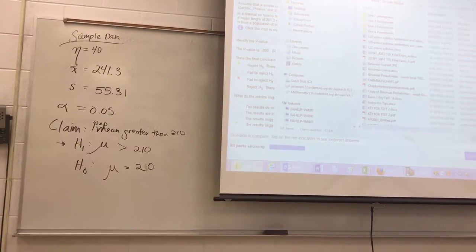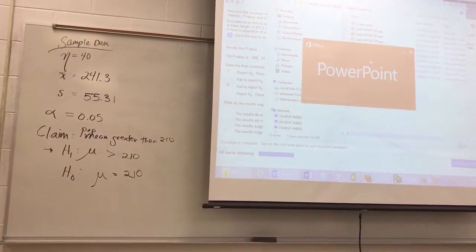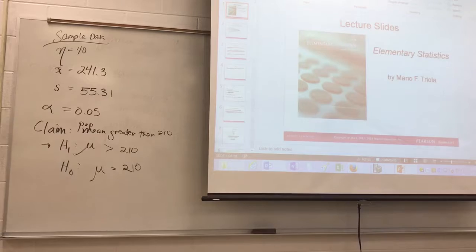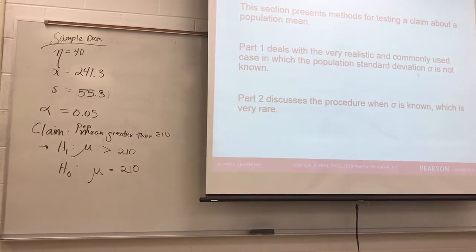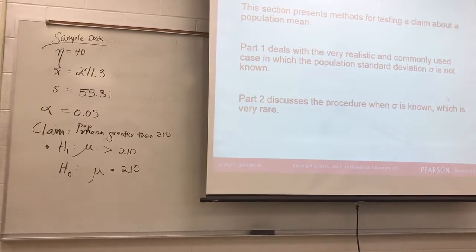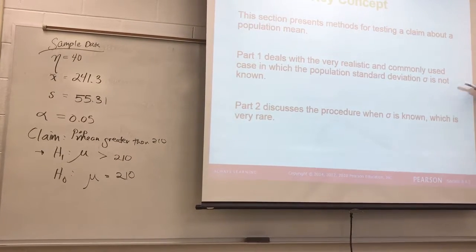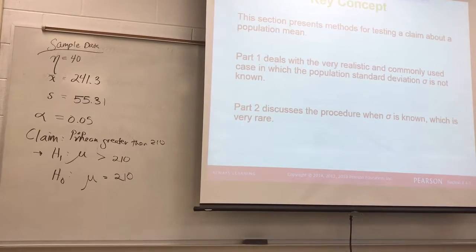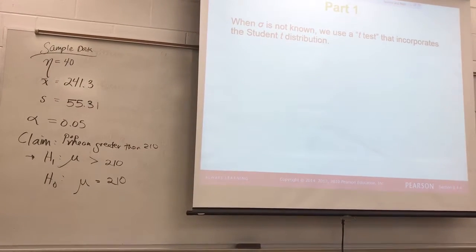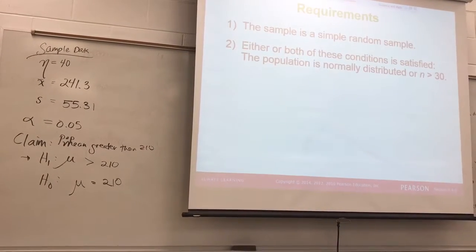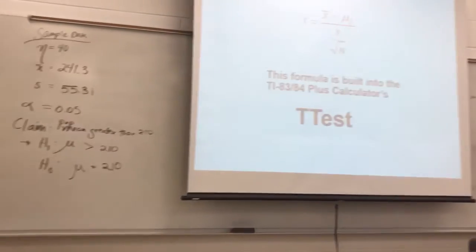Alright, so let me pull up the PowerPoint for A4. Testing a claim about a mean. The first part is when sigma is not known, that's when we use the t-test, and the second part talks about when sigma is known, which is the z-test. They work the same way otherwise. The t-test uses the t-distribution, there's notation. Again, there are certain requirements that will be met, you don't have to check those.